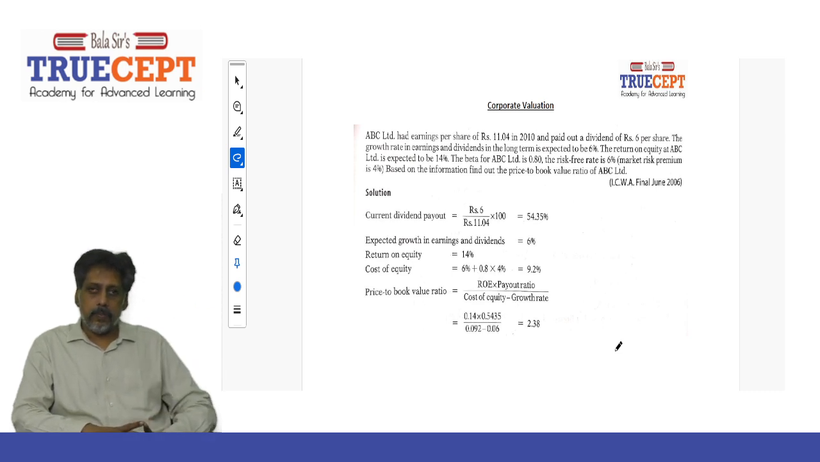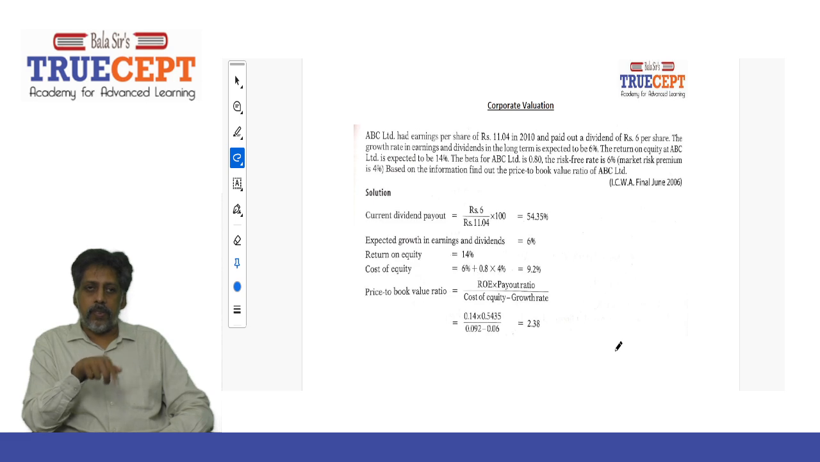Next. The beta for ABC Limited is 0.8. And the risk-free rate is 6%, RF is given as 6%. And market risk premium is 4%, the MRP, market risk premium, nothing but your RM minus RF, which is given as 4%. Next. Now, based on the information, find out the price to book value ratio of ABC Limited.